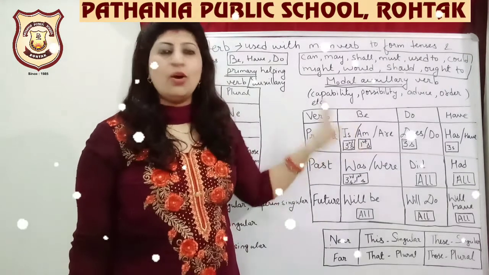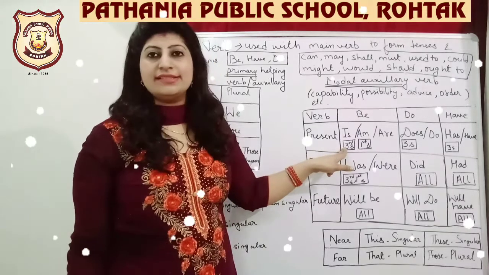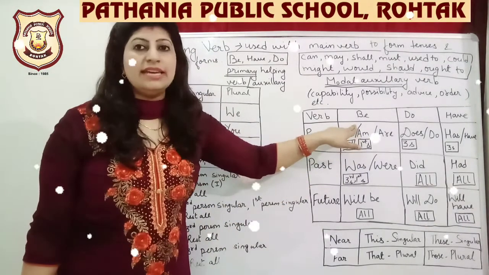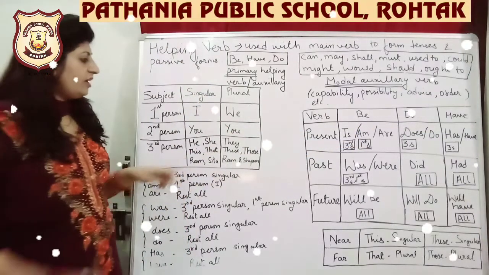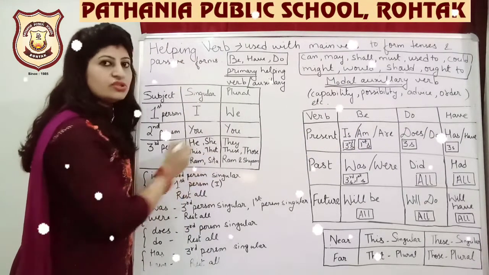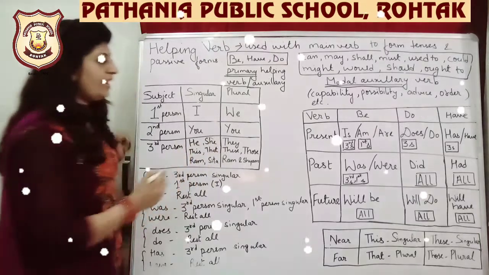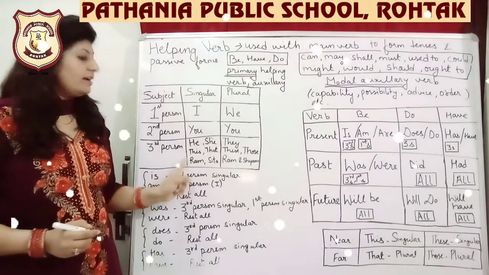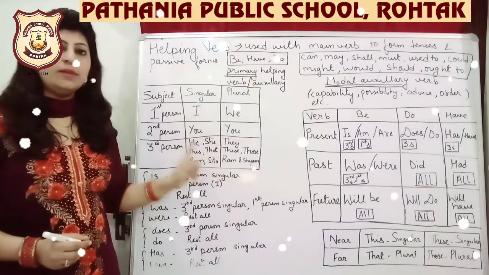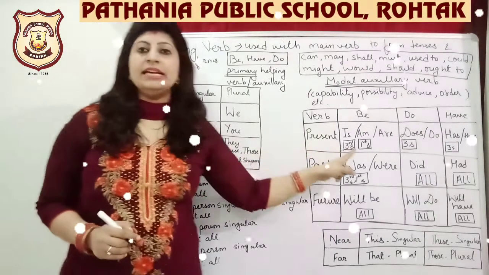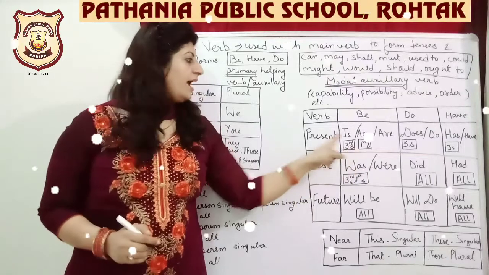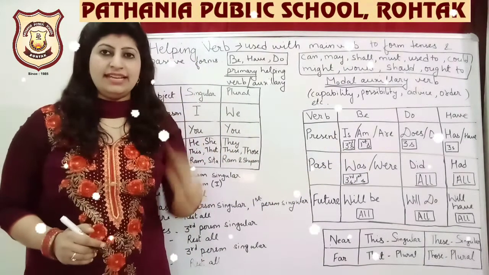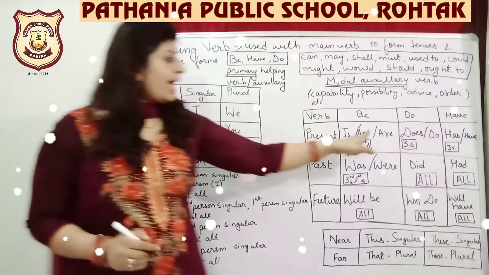Now, is is having a friendship only with third person, and that too singular. That means with whom do we use the word is? I use is only with this portion: he is, she is, this is, that is, Ram is, Sita is. So third person singular. That is why I have written 3S out here. I don't write you is, we is. That is incorrect.